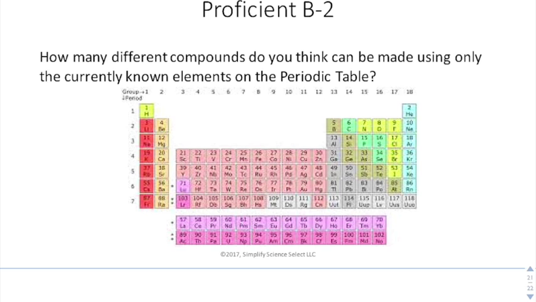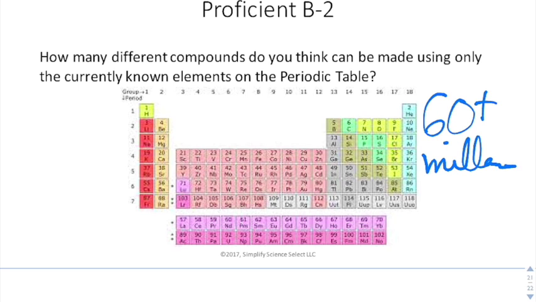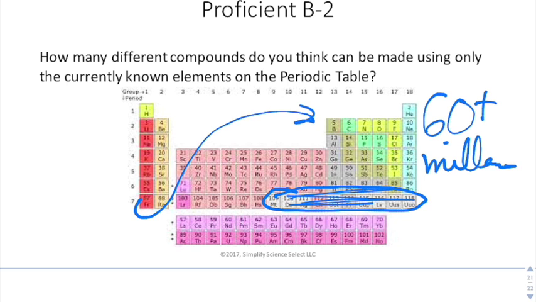Next, it says how many different compounds do you think can be made using only the currently known elements on the periodic table? This is kind of an opinion related question because we already have 60 million plus. But if you look, there should be nearly an infinite amount depending on the circumstances. These elements that we have right now are highly unstable, so they tend to not react. But under certain circumstances, you can get nearly any atoms to combine under the right circumstances.